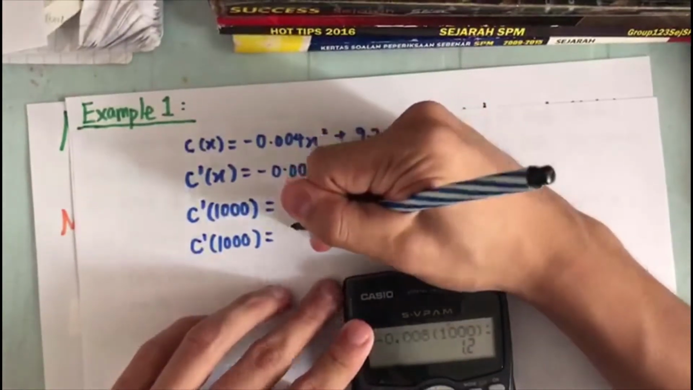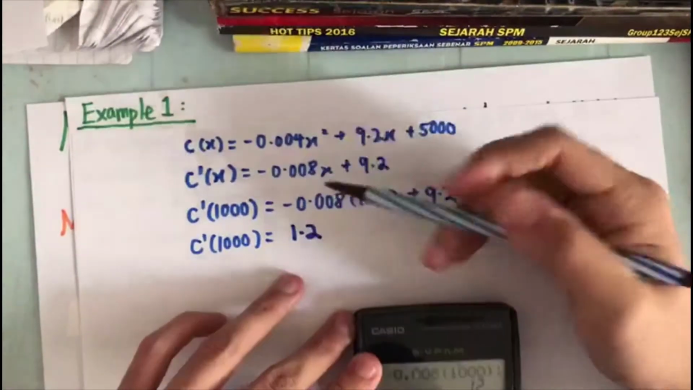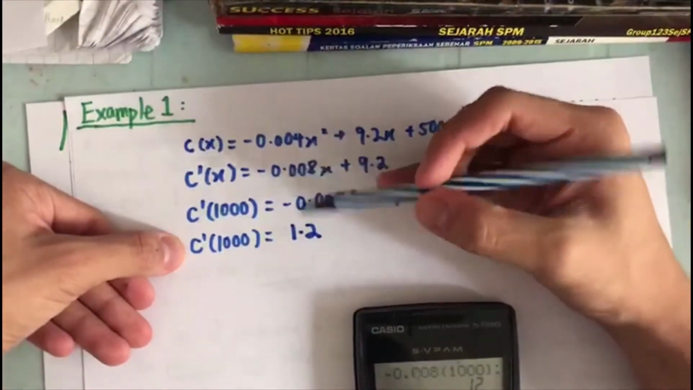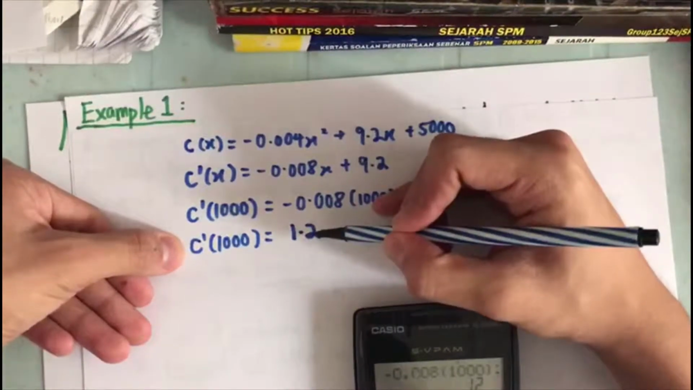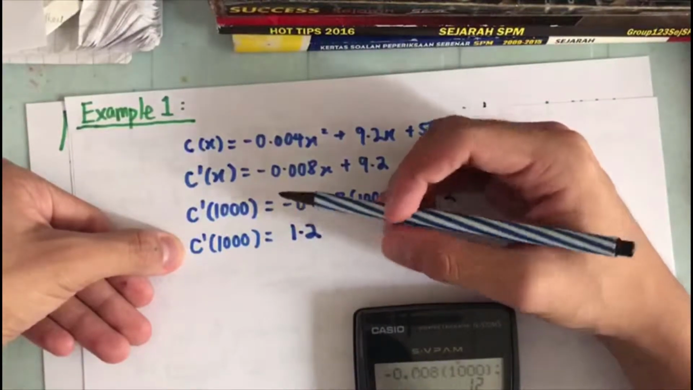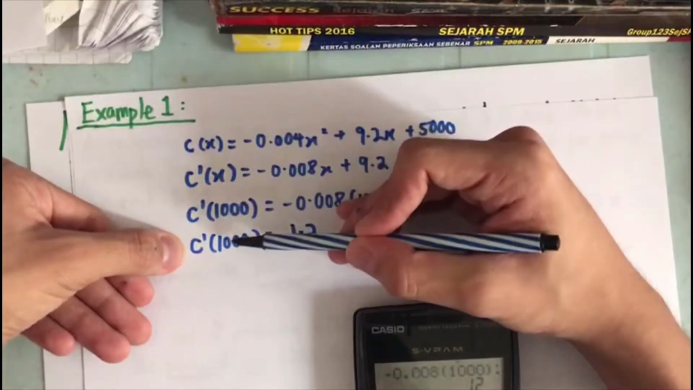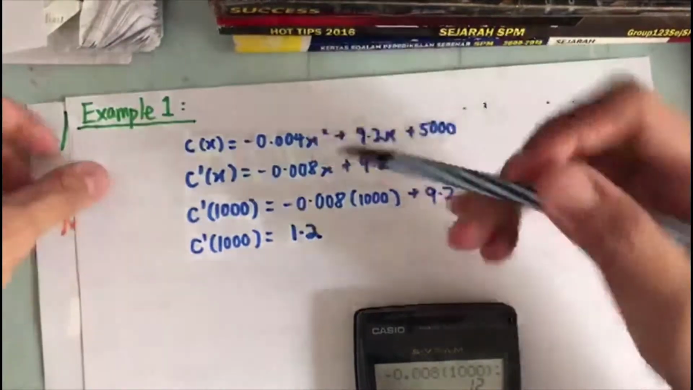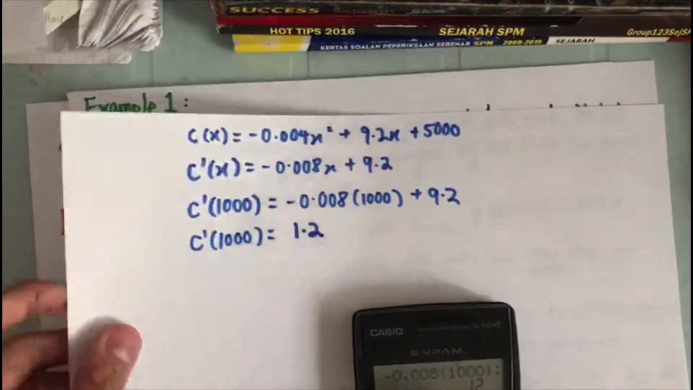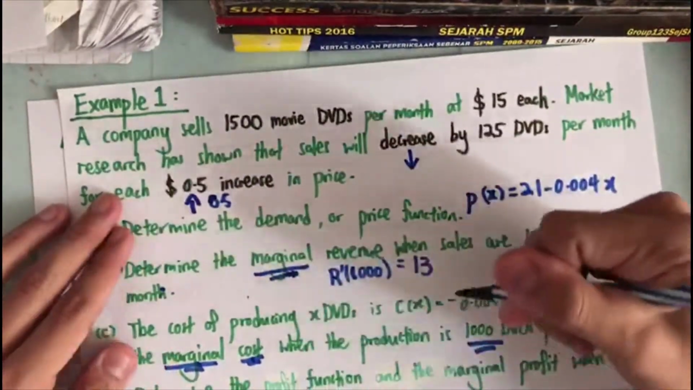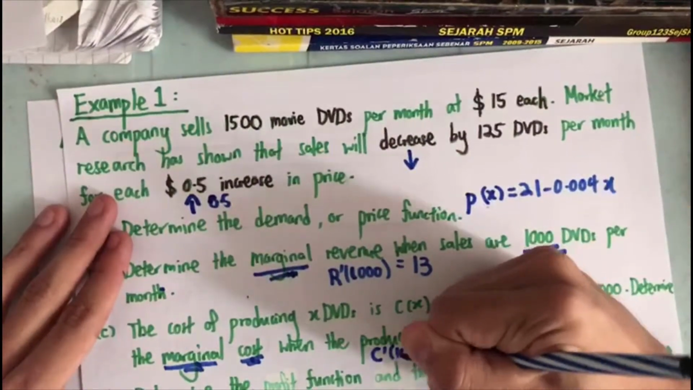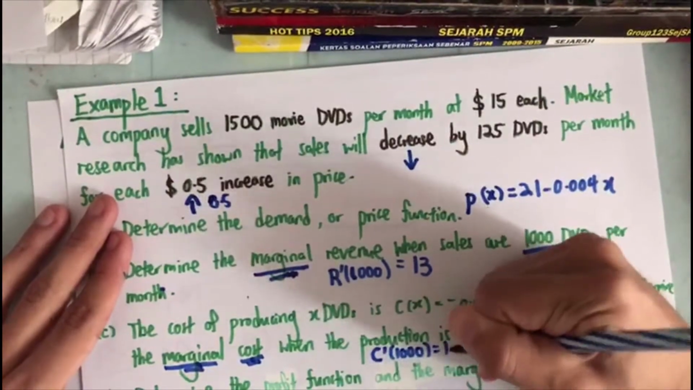This will be 1.2. Therefore, this means that the cost increases 1.2 dollars per unit sold when the production is 1,000 DVDs. Okay, so let's shift the answer again. C prime of 1,000 is equal to 1.2.